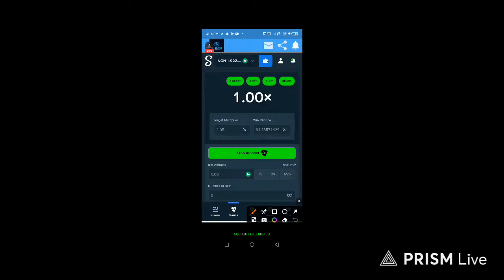So the reason I'm not taking all of these multipliers now is because we are at the phase of trying to recover the loss that we encountered earlier. So after then, you can now continue getting all of this multiplier.